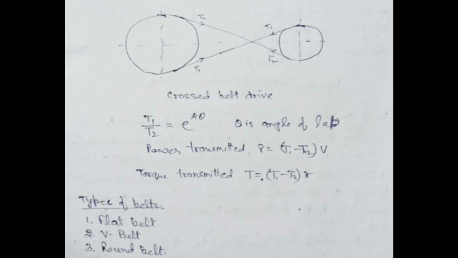So guys, this is all about the belt drive. Belt drive is generally used when the two shafts are at a larger distance. If the shafts are at a small distance, then we can use chain drive or gear drive. Now types of belts, we have flat belt, V belt and round belt. These are three types of belts.